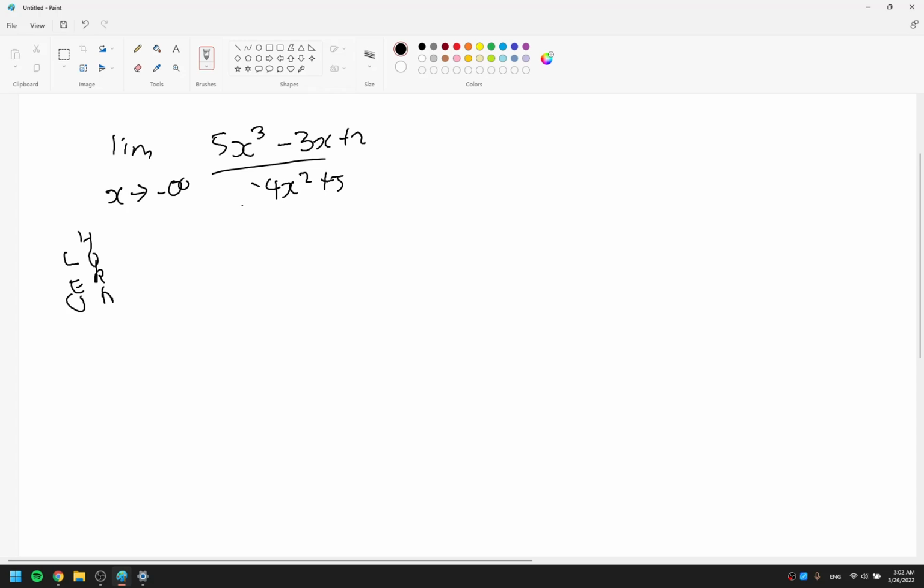The sign test is that if you plug in a negative number to the numerator, it'll still be negative because this is an odd degree. So the sign test for the numerator is negative. If you plug in a negative number in the denominator, it's squared, so it's going to be positive, but it's multiplied by a negative number, so it's going to be negative. Negative divided by negative equals a positive, so the answer to this question would be positive infinity.